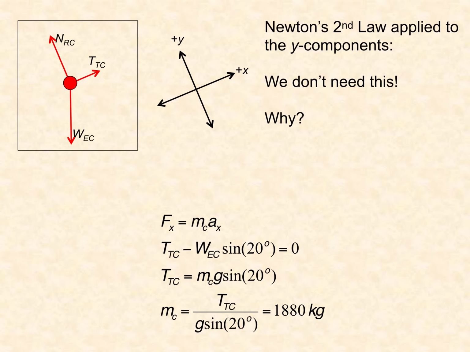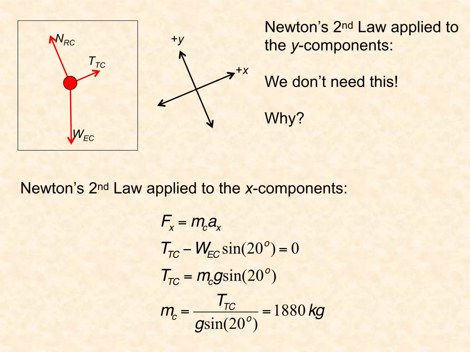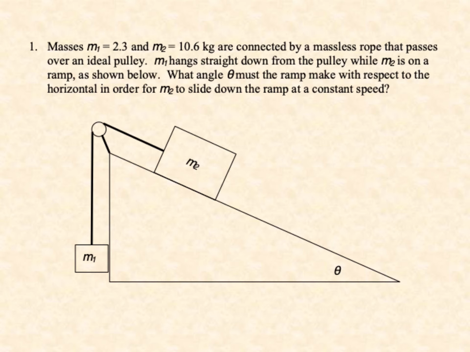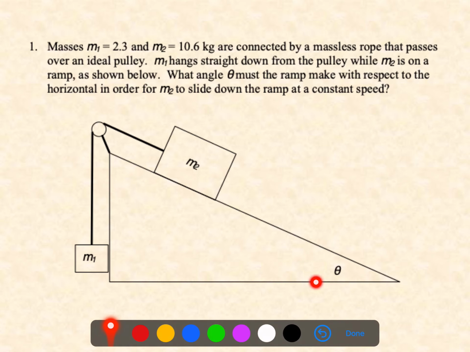So let's do another example like this where we use an inclined plane and there are two masses involved, but instead of towing a truck, now we are connecting these two masses via a pulley to one another. And our objective is to angle this ramp in such a way that mass 2 is going to slide down the ramp at a constant speed. Remember that jargon again, constant speed tells you acceleration equal to 0.